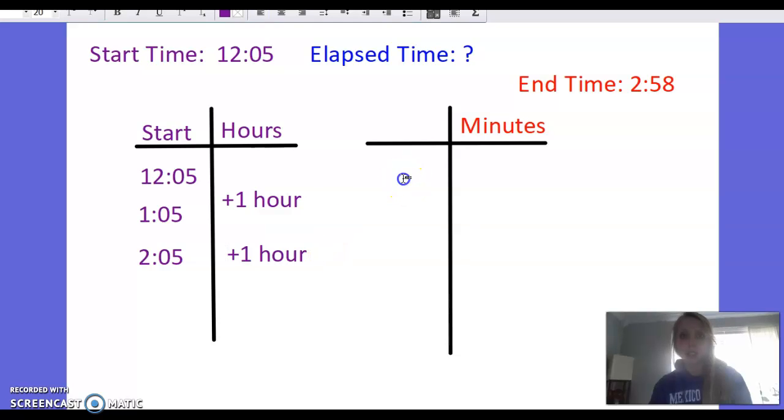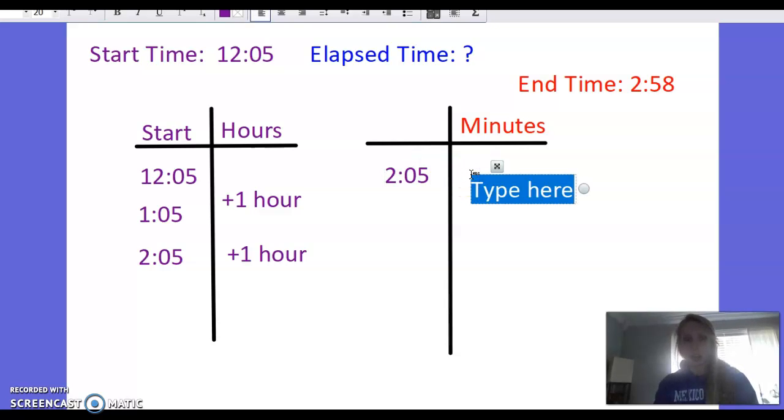Now I'm going to carry over to the minutes. Okay, so I stopped at 2:05, and now I'm going to count my minutes. Now again, you can count by fives, you can count by tens. In this case, I'm going to count by tens because tens do tend to go a little quicker. So 10 minutes from 2:05 would be 2:15, and I counted by 10 minutes.